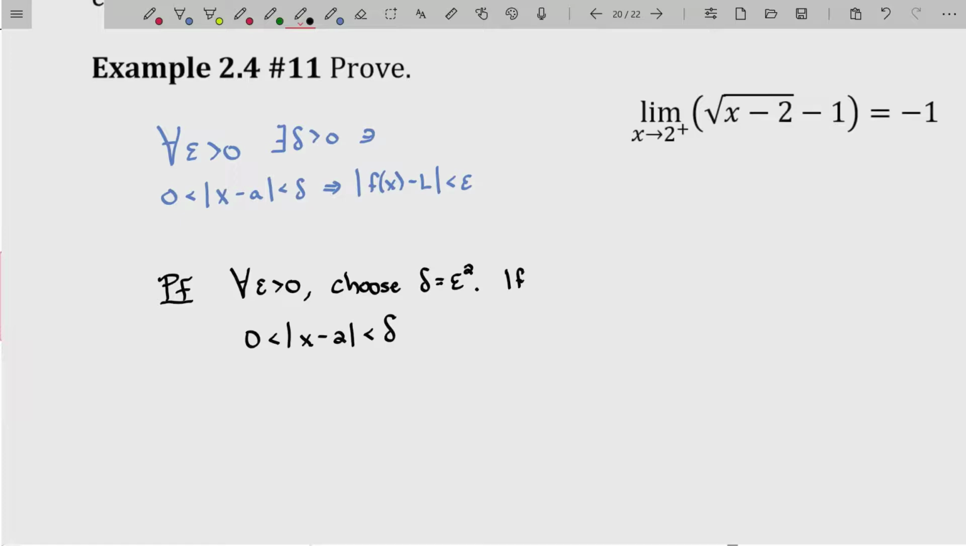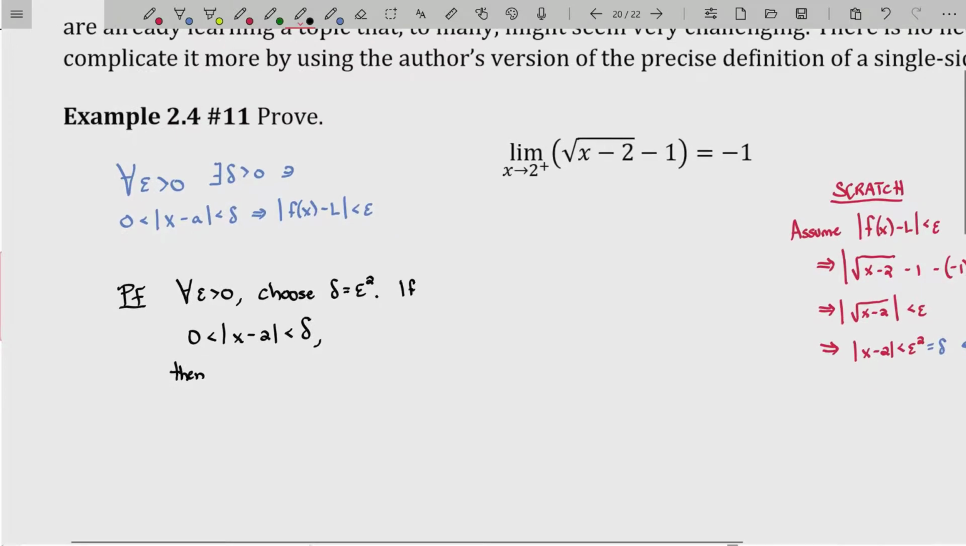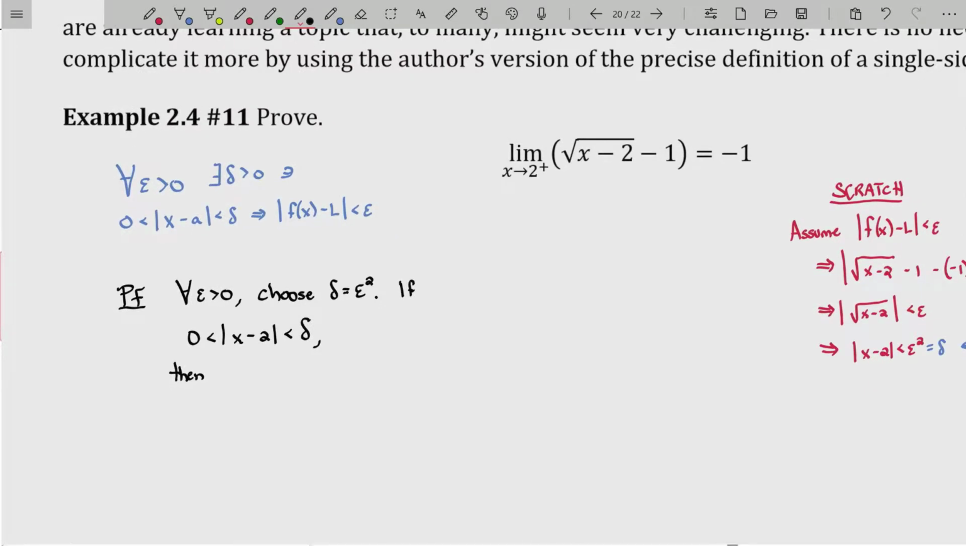All right. Anyhow, if it is the case that the absolute value of x minus 2 is positive but less than delta, then I'm just going to go back to my scratch work on the right hand side there, and I'm going to say, well, then the absolute value of x minus 2 must be less than epsilon squared, because that's what we chose delta to be. Which implies, if I take the square root of both sides, this is true.